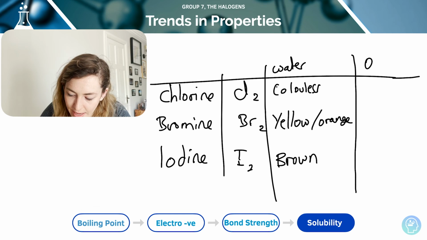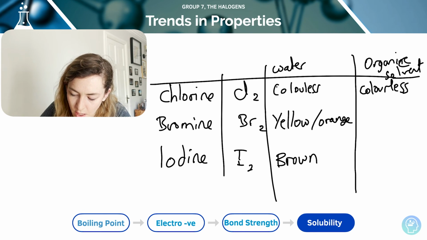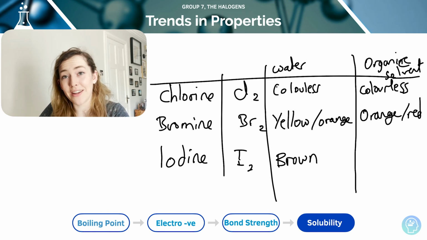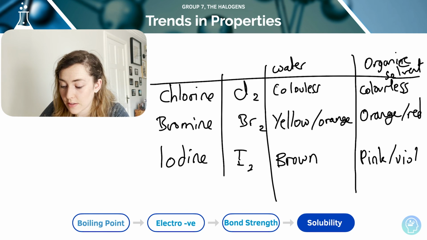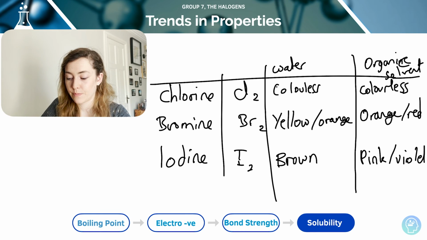And then we've got organic solvents, so like cyclohexane. Chlorine, again, check the colour, but sometimes considered colourless. It's going to be orange-red, the bromine, in organic solvent. And interestingly, iodine's a very different colour. It's pink/violet. You need to learn these colours.